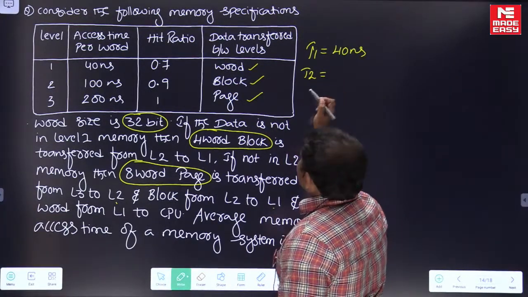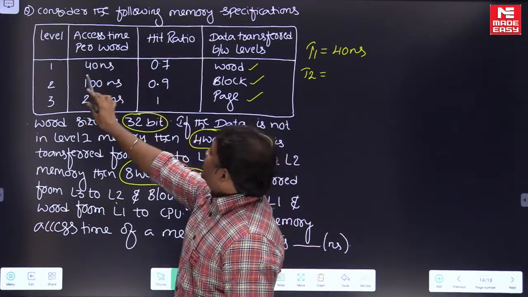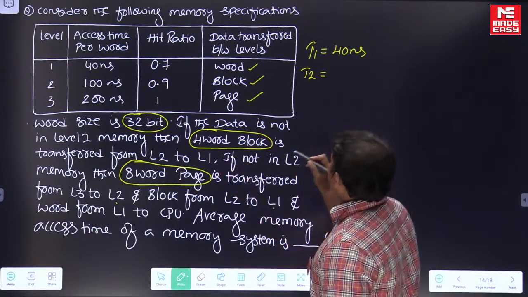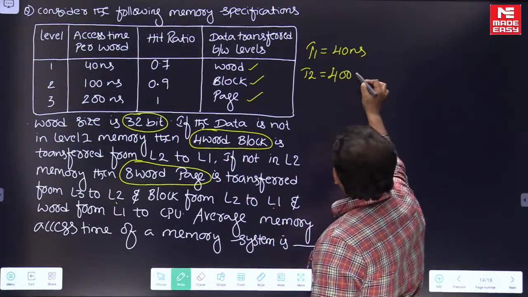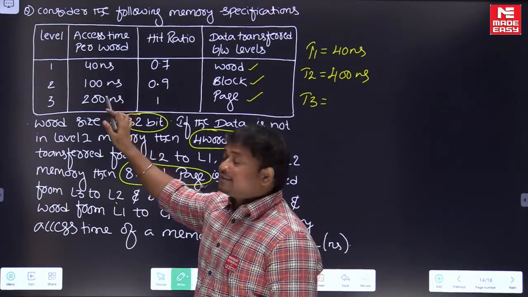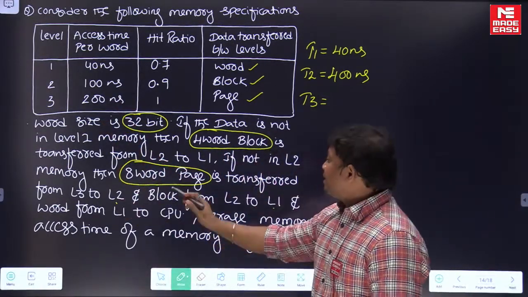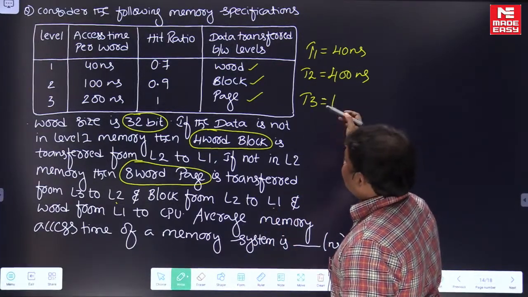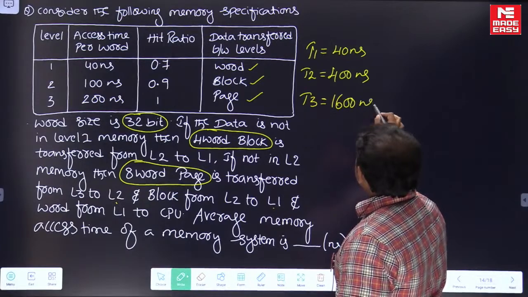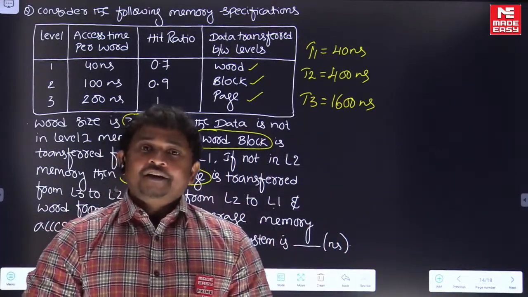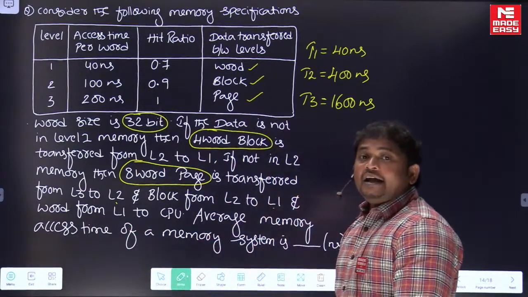Level 2 accessing time. In level 2, one word accessing time is 100 nanoseconds. Block is having 4 words, therefore 400 nanoseconds. Level 3, one word accessing time is 200 nanoseconds. Page contains 8 words, therefore it is equal to 8 into 200, 1600 nanoseconds. Now hit ratio given, accessing times already identified. Directly you can apply the hierarchical formula.